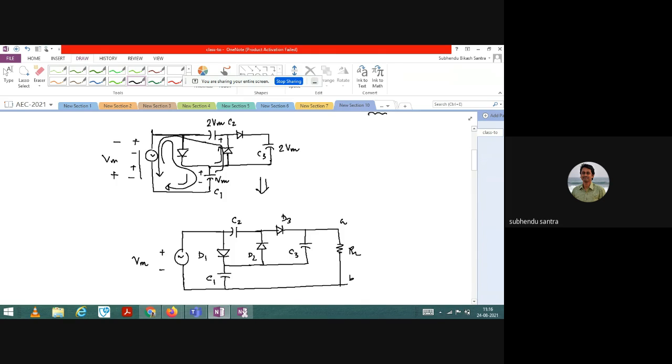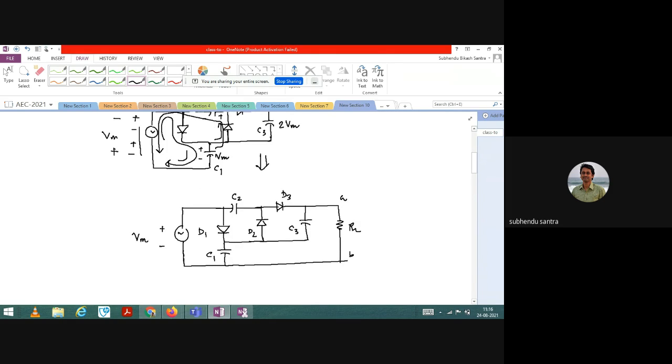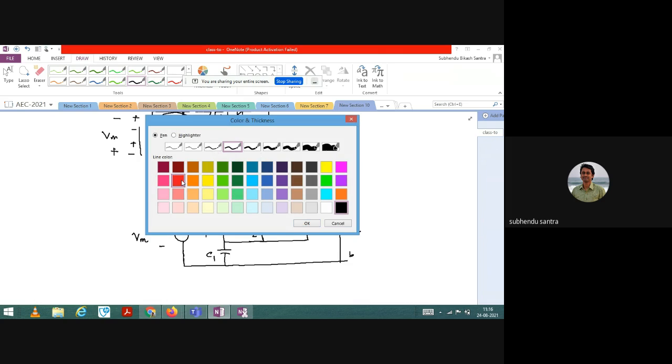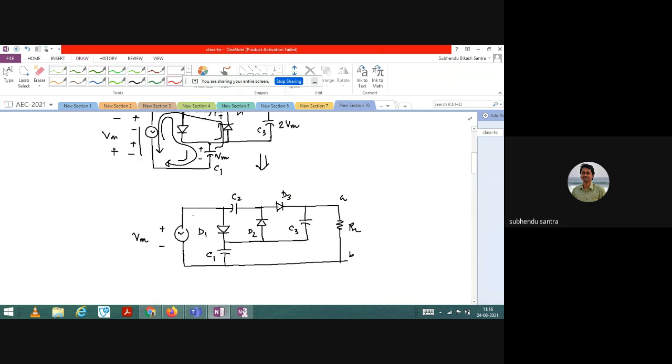Now you try to understand. You can see the design philosophy of the 3 Vm circuit, or voltage multiplier circuit, where the output voltage is 3 times the input voltage. So you see in this circuit diagram what I have drawn. First, when the supply is positive, from 0 to pi, the diode D1 will be forward biased, so it will charge the capacitor C1 to the maximum voltage, which is Vm.